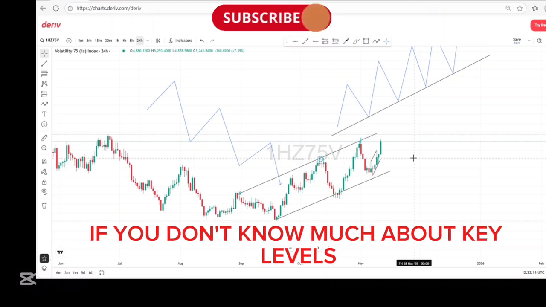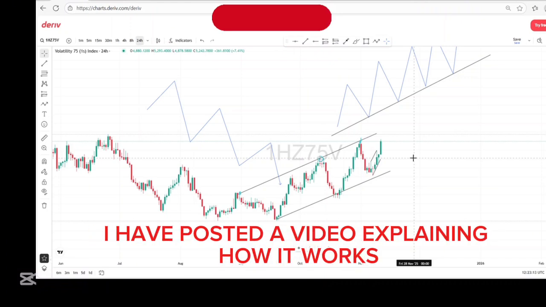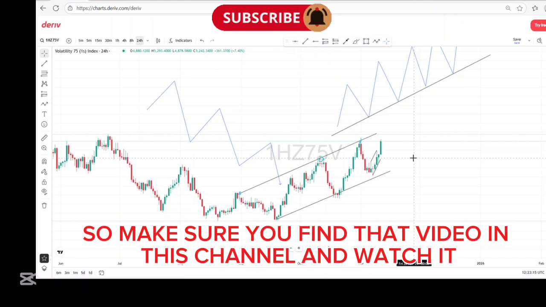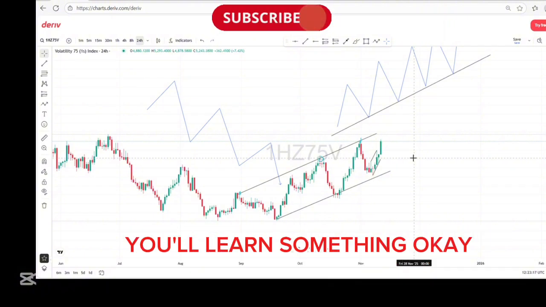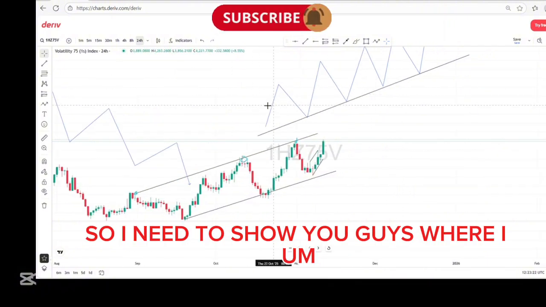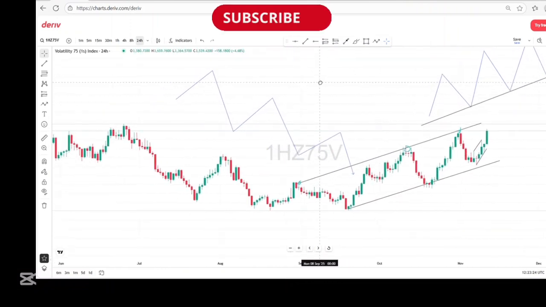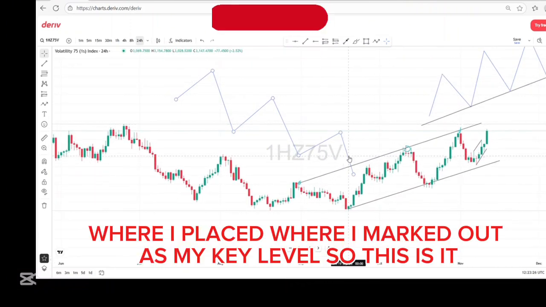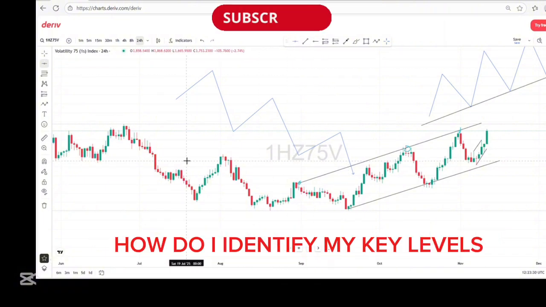If you don't know much about key levels, I have posted a video explaining how it works, so make sure you find that video on this channel and watch it. You'll learn something. Okay, so I need to show you guys where I marked out my key level. So this is it. How do I identify my key levels?